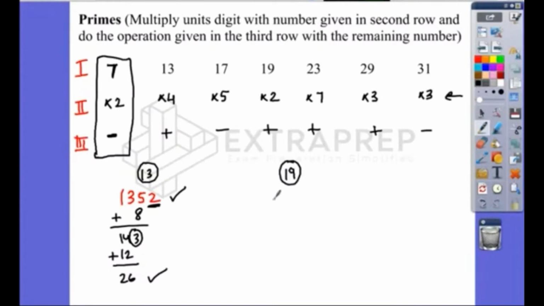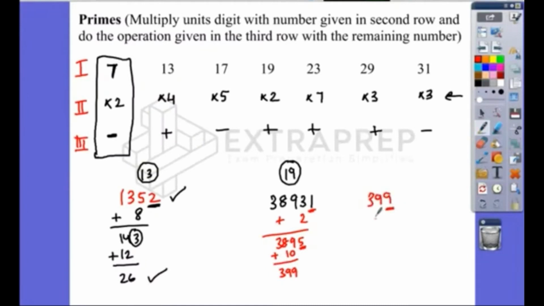Okay. I'll take 3, 8, 9, 3, 1. This is a number which is exactly divisible by 19. Let's see. 19, the rule is into 2 plus. Last digit is 1, into 2 is 2. When you add it, you get 3, 8, 9, 5. Last digit is 5. Into 2 is 10. Plus you get 399.